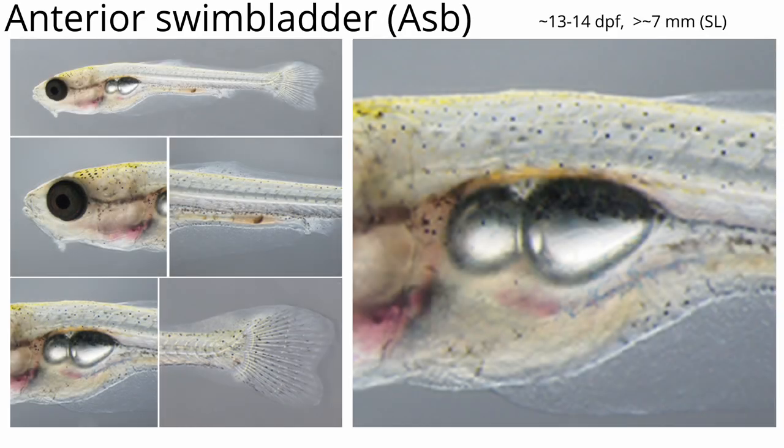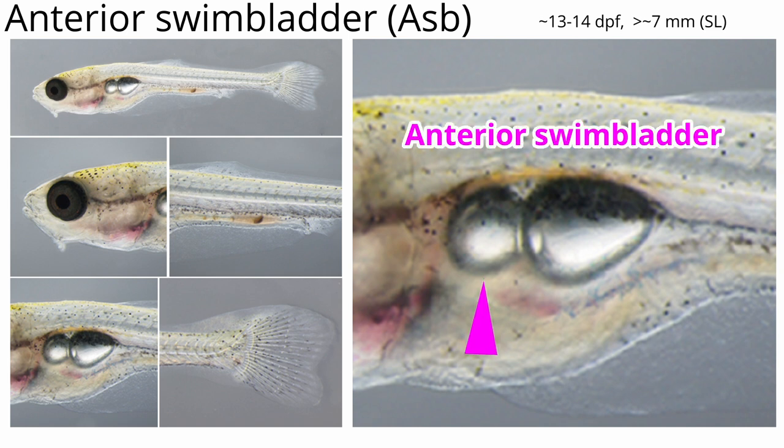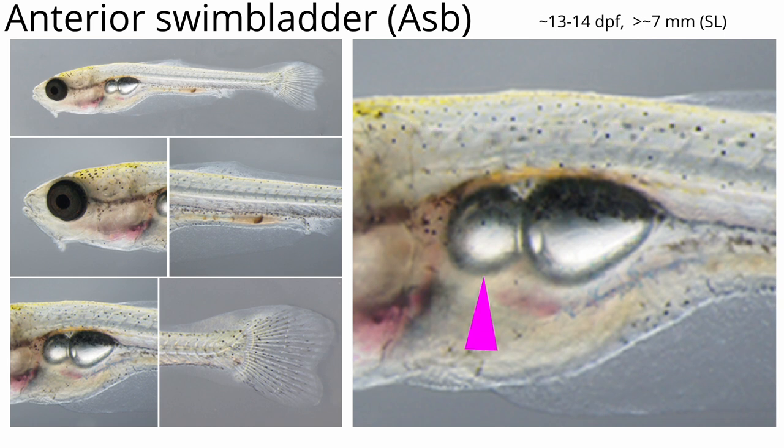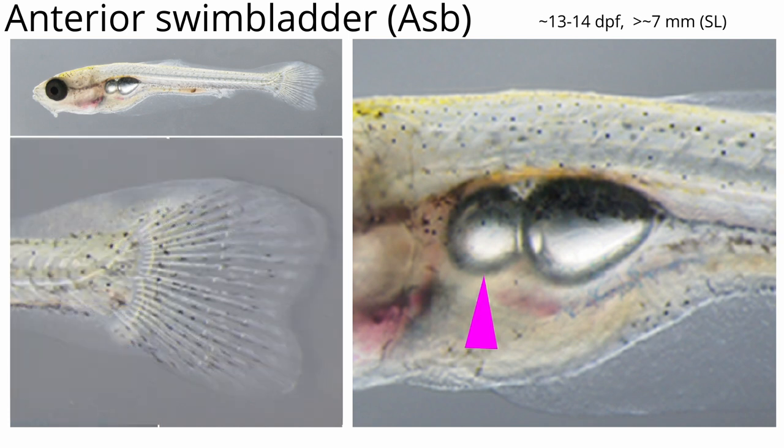Anterior swim bladder stage. When the growth progresses a little further from the previous stage, the anterior swim bladder appears. Because of this feature, this stage is called the anterior swim bladder stage. About 13 to 14 days after fertilization, the total length increases a little more than 7 mm. The forked caudal fin appears earlier, and the anterior swim bladder appears at almost the same time.